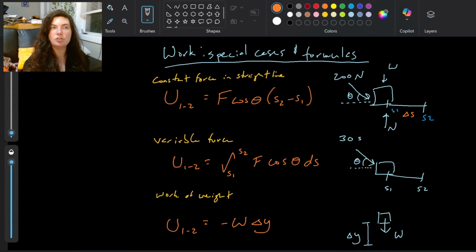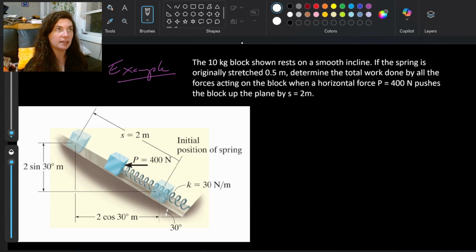Before we get to those, we'll just do one quick example to see how work works. In this example, we've got a 10 kilogram block that rests on a smooth incline. If the spring is originally stretched by 1/2 meter, determine the total work done by all of the forces acting on the block when a horizontal force P equals 400 newtons pushes the block up the plane by S equals 2 meters. Right, so really, all it's asking us is to find the total work.